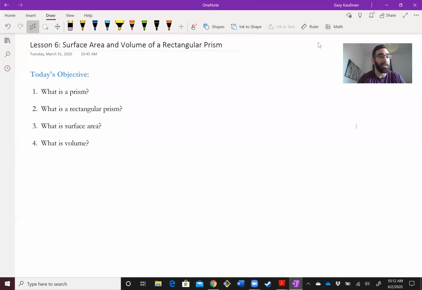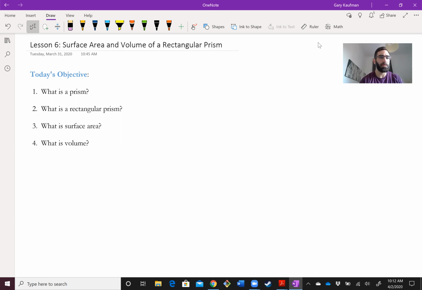Hi everyone, welcome to lesson 6, surface area and volume of a rectangular prism. Now that title might be a little confusing because as you see our objective is: what is a prism? What is a rectangular prism? What is surface area and what is volume?